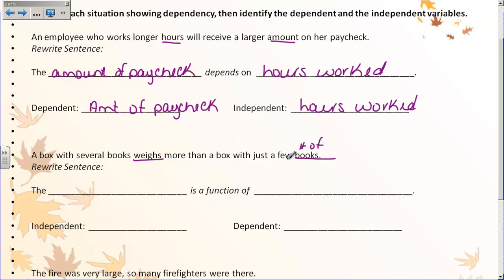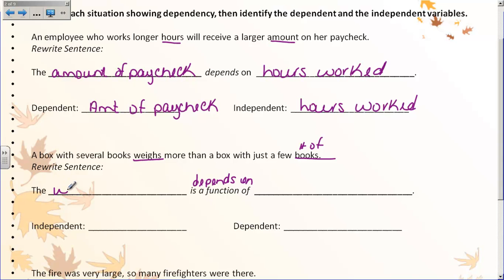That is the same as depends on. These mean the same thing. If something is a function of something, then it depends on that something. So let's go back and think about it that way. Does the weight of the box depend on the number of books, or does the number of books depend on the weight of the box?